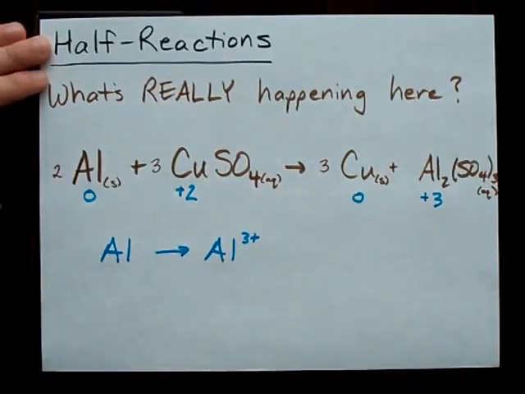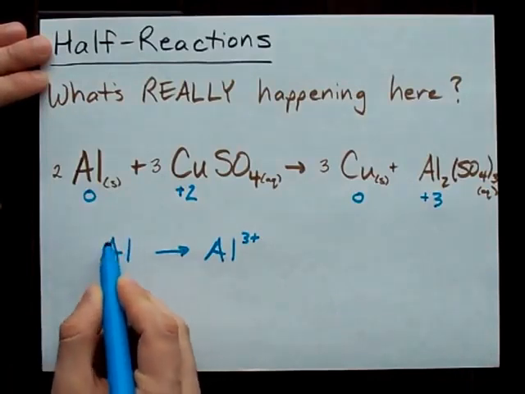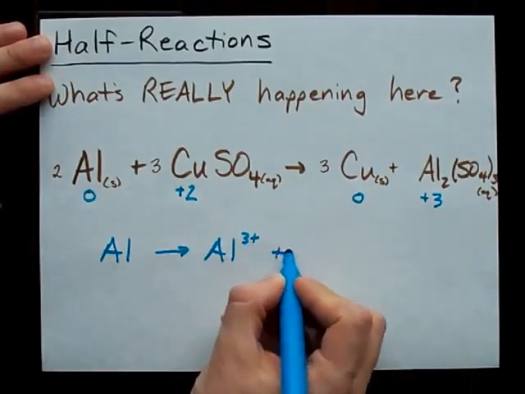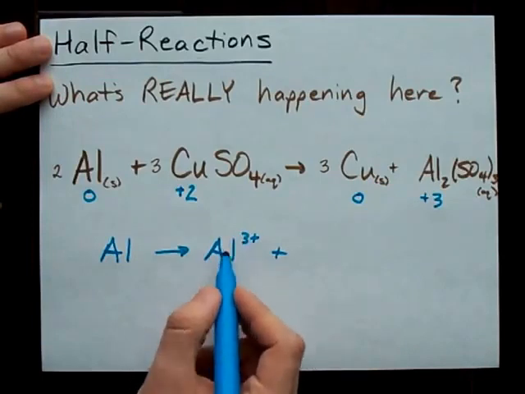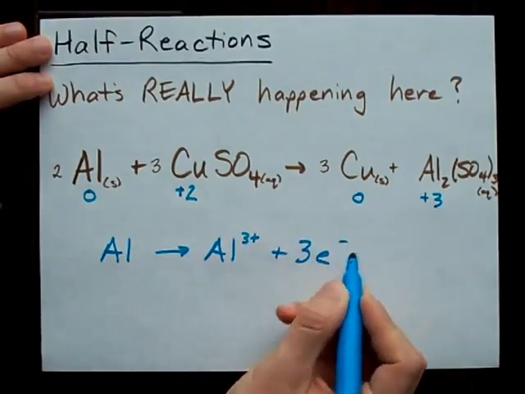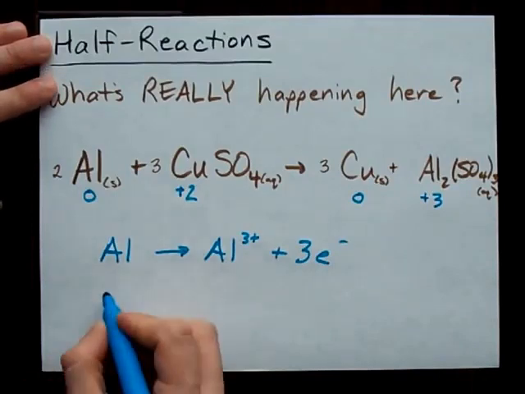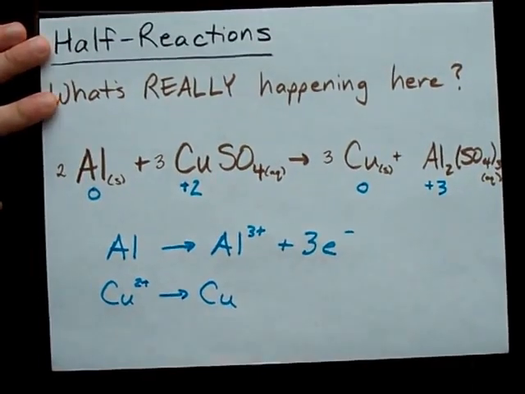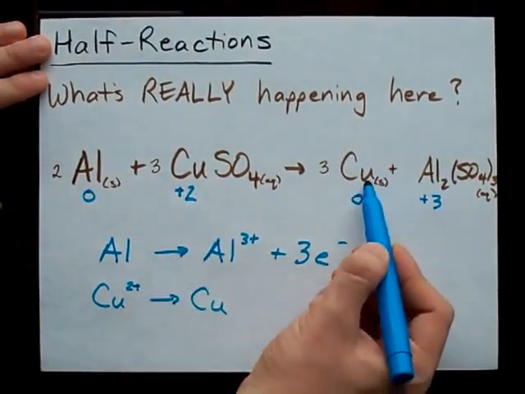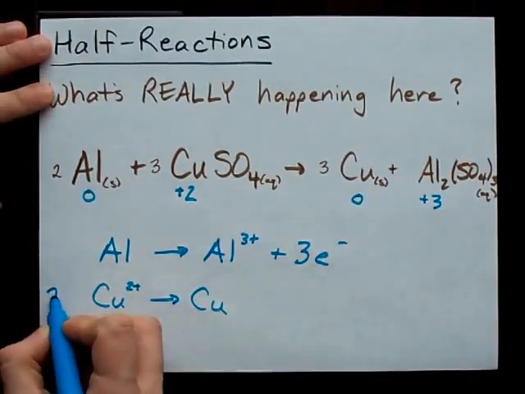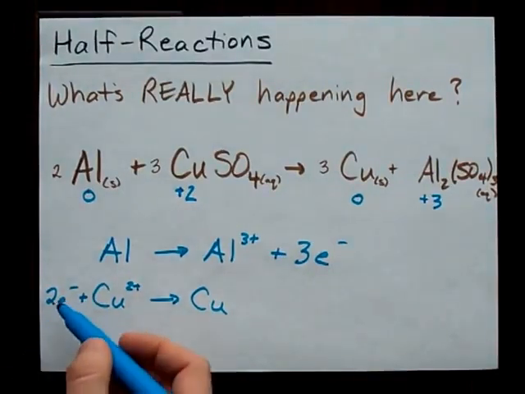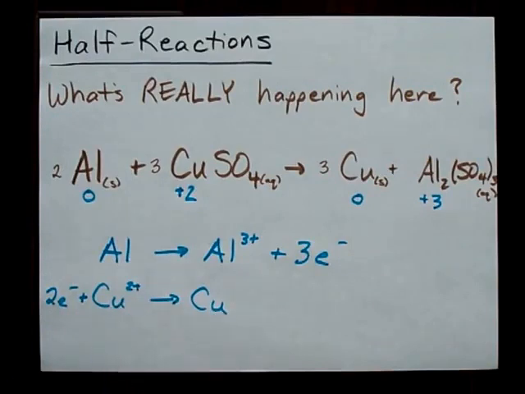Where'd the electrons go? Well, the electrons were here, since this is a neutral entity, but they're gone here because this is now a positive. This aluminum split up into its aluminum 3+, and it gave off 3 electrons. The copper, on the other hand, started as 2+ and ended as an uncharged species. See, Cu2+, Cu. To do that, it had to combine with 2 electrons. In this case, 2 electrons plus a copper 2 ion make a copper uncharged atom.